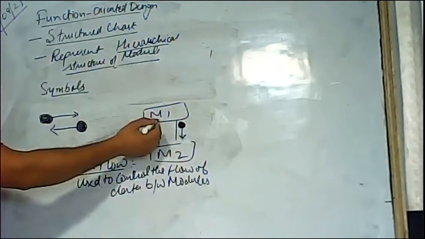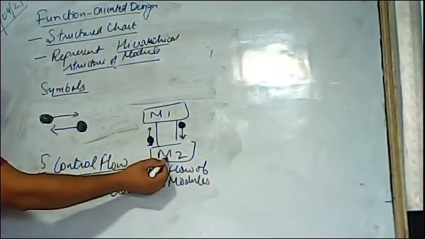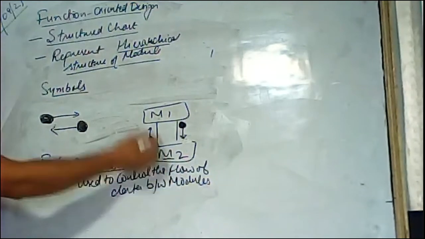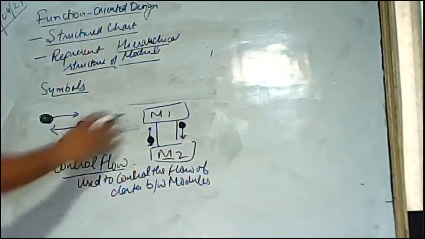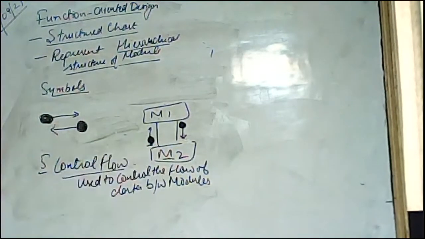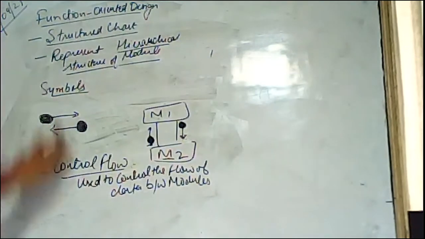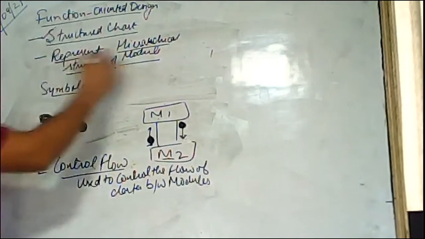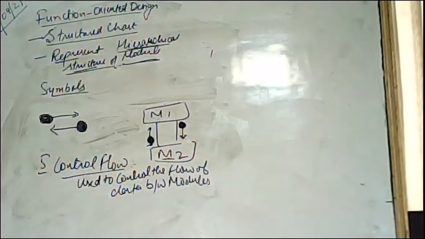Module 1 will control the flow of data between M1 and M2. In the same way, M2 will control the flow of data between M1 and M2. This is your control flow diagram. These are the symbols that are used to represent the hierarchical structure of the modules used in your process.